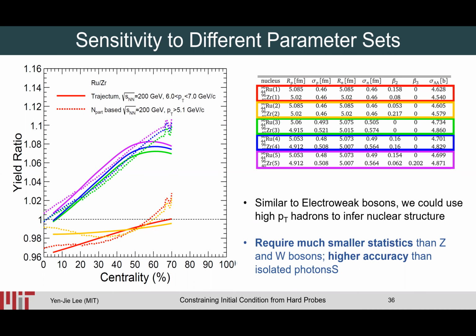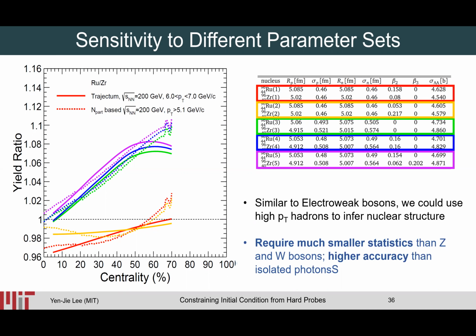You can see if we look into these different parameter sets, we have a really sizable deviation from one, which is really intriguing. First of all, this is very similar to electroweak probes, but we rely on cancellation of the medium effect. Secondly, this will require much smaller statistics compared to Z and W, which are not accessible for STAR, and gives higher accuracy than isolated photons. So this is a very interesting development.